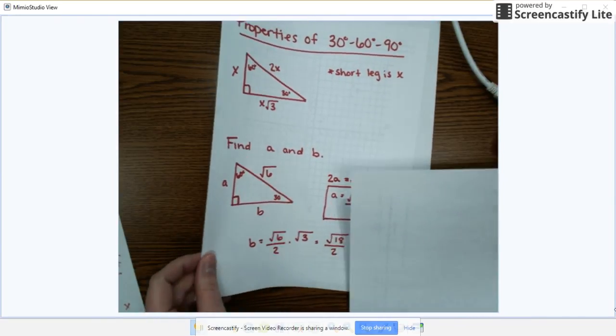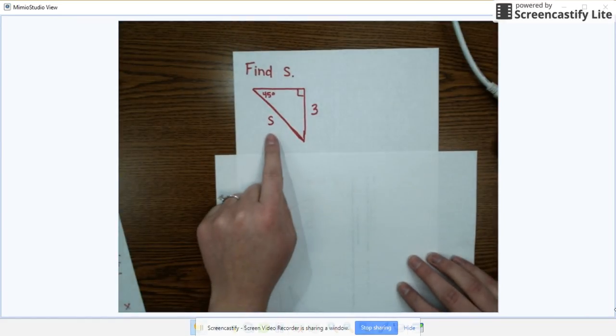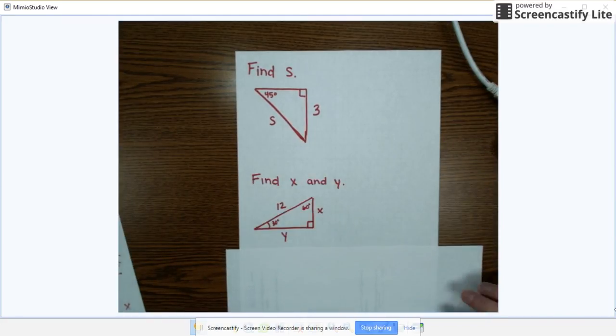I want you to do a couple. So the first one, I want you to find the hypotenuse of this 45, 45, 90 triangle. And then I would like you to find both x and y in this 30, 60, 90 triangle.